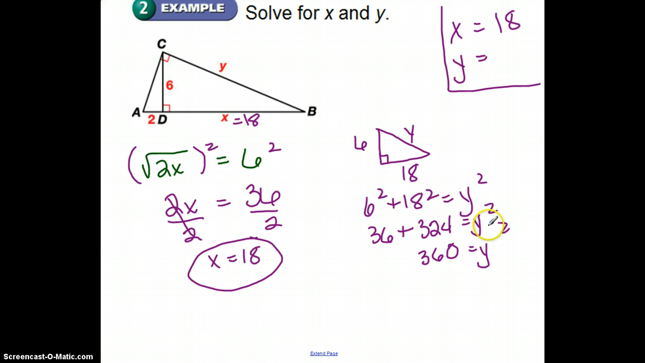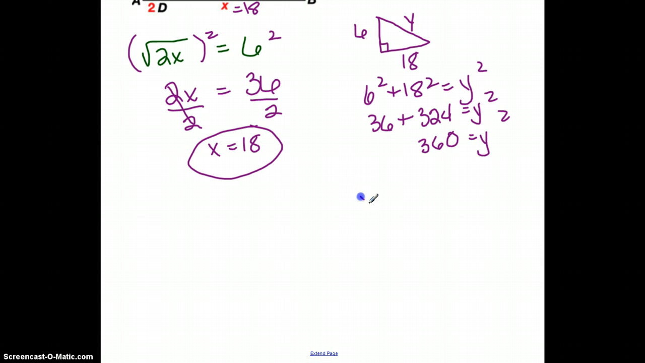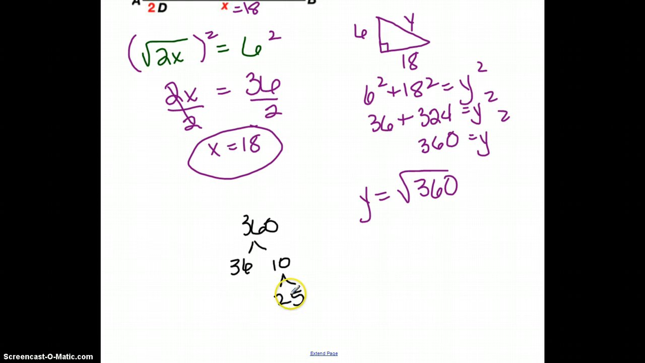Now, if you put the square root of 360 in your calculator, it's not going to come out evenly, which means that we are going to have to, if we want to find y, do the square root of 360, and then we're going to have to go through and do our little factor tree. So let's see, 360 would be 36 and 10, which would be 2 and 5. Those are prime. 6 and 6, and 2 and 3.